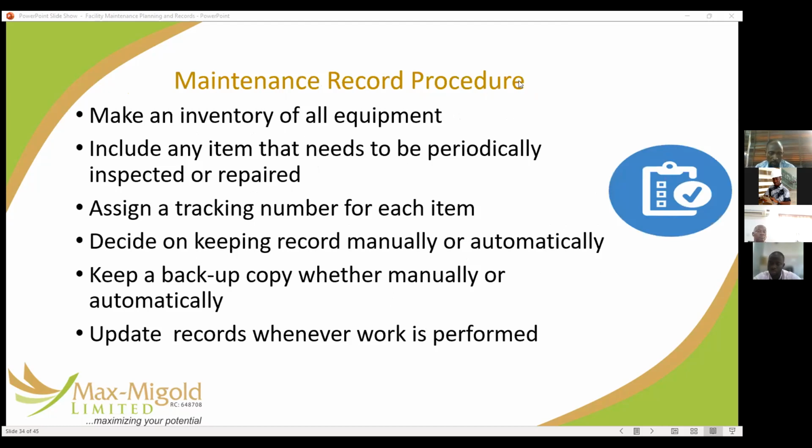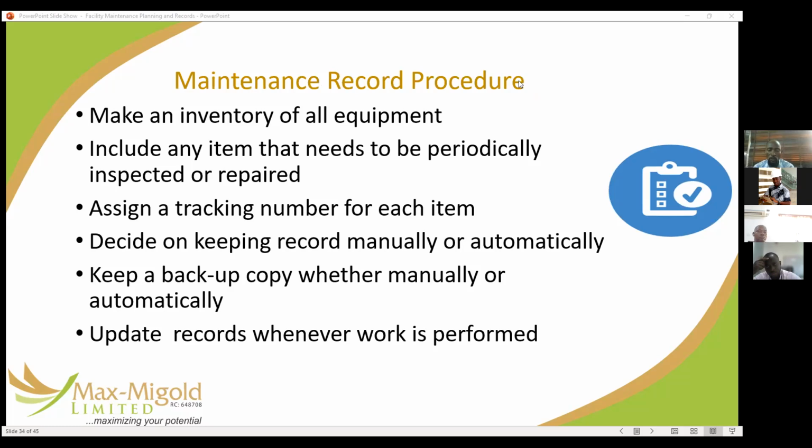Maintenance record procedure. One, make an inventory of all equipment, including any item that needs to be periodically inspected or repaired. Assign a tracking number for each item. Decide on keeping records manually or automatically. You can keep your record manually or you can keep it automatically.